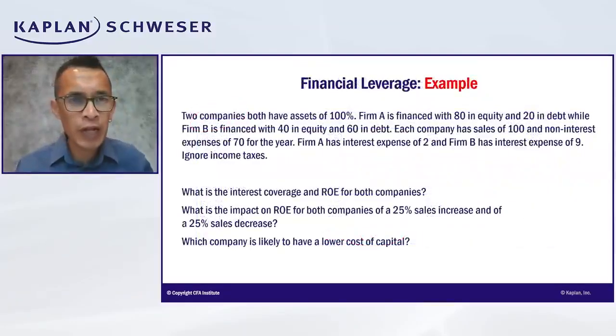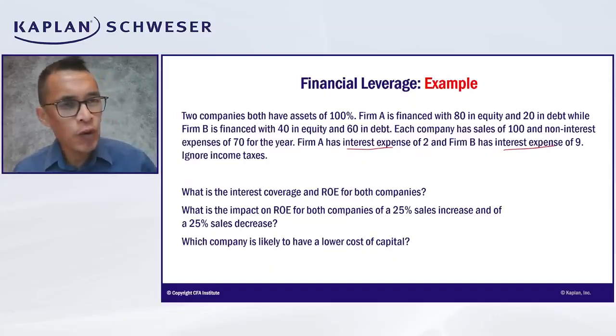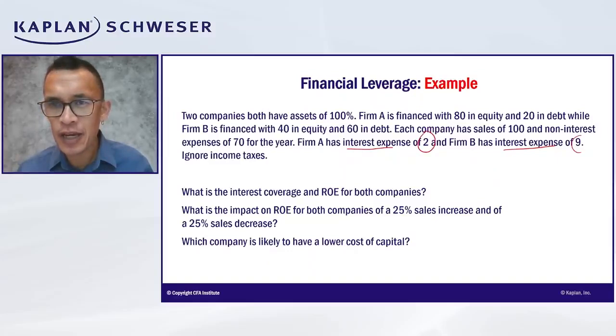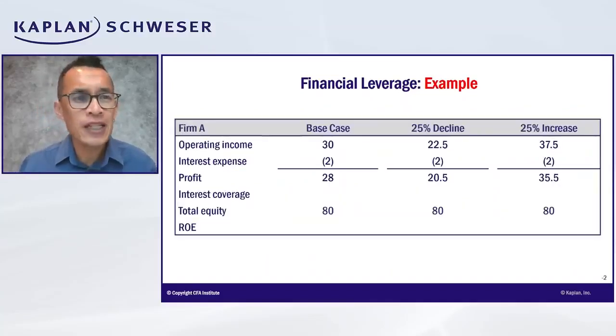Now to the parallel analysis for financial leverage. This time, instead of fixed costs, we're going to focus on interest expense. Now, the big picture is that firm A has lower interest expense than firm B. And this is, of course, for the same level of sales and non-interest expenses. Let's do the analysis, okay? We're going to start here with firm A.